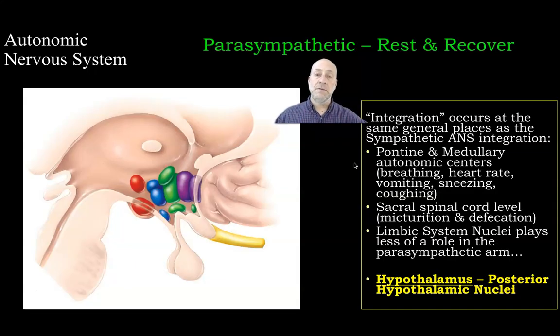Your limbic system, which is that sort of fear and rage and aggression, has calmed down. That's not impacting your parasympathetic. Leave that for the sympathetic, right? It's not impacting your parasympathetic that heavily.